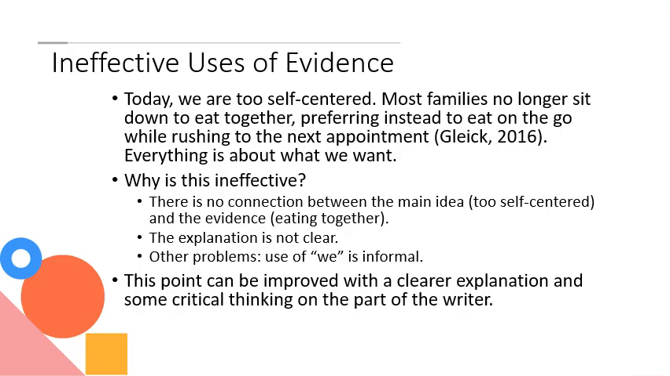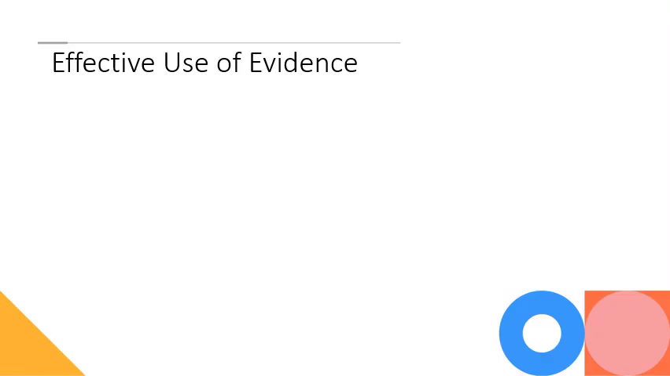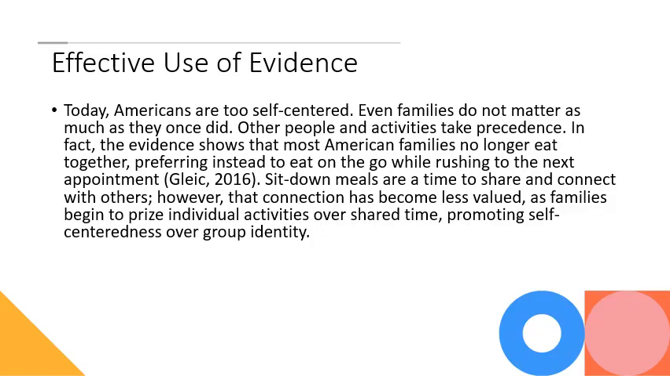This is also problematic because we see the use of we, which is informal language. So let's try to fix this. Today, Americans are too self-centered. Even families do not matter as much as they once did. Other people and activities take precedence.